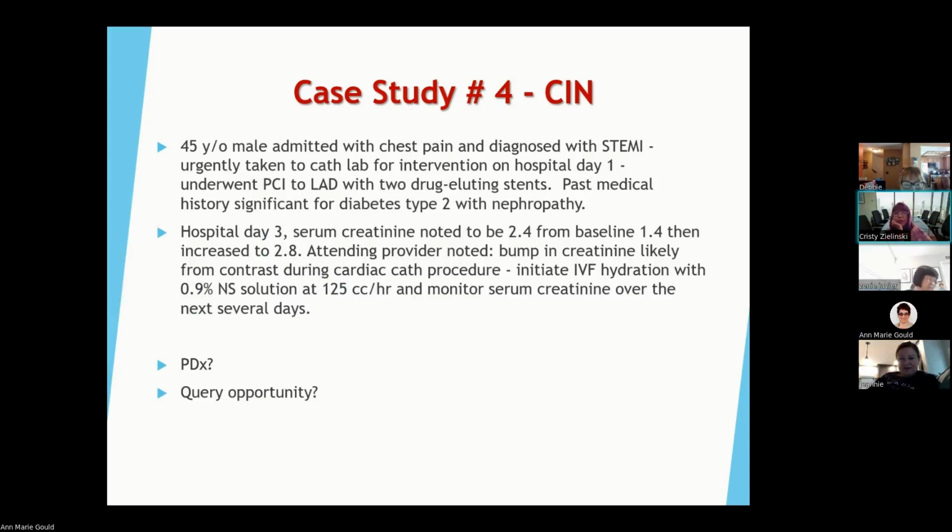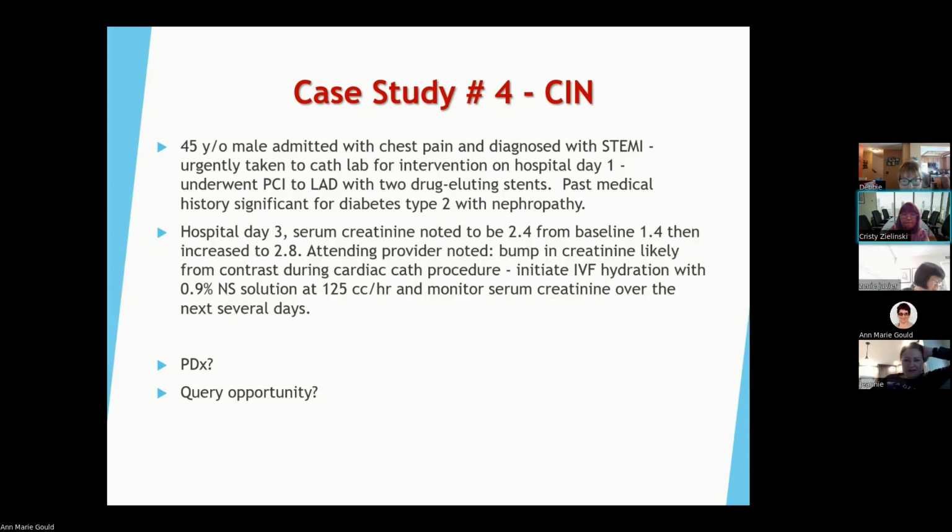A 45-year-old admitted with chest pain and diagnosed with STEMI, urgently taken to cath lab for intervention on hospital day number 1. Underwent PCI to LAD with 2 drug-eluting stents. Past medical history of diabetes type 2 with nephropathy. Hospital day number 3, serum creatinine 2.4 from baseline of 1.4, then increased to 2.8. Attending provider noted bump in creatinine likely from contrast during cardiac cath procedure. Initiate IV hydration with normal saline at 125 per hour and monitor serum creatinine over the next several days.